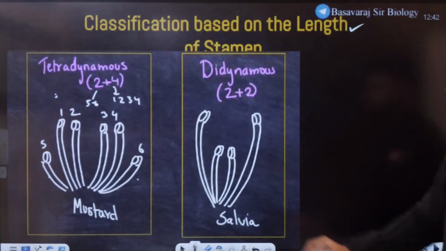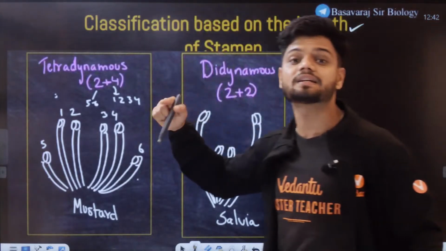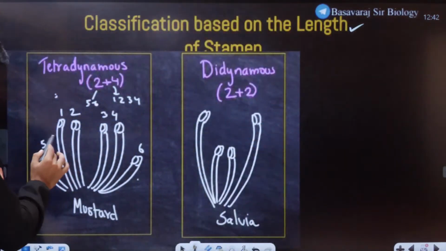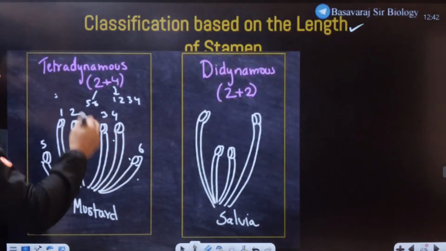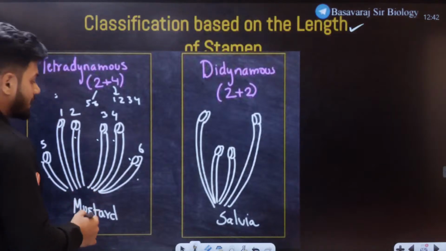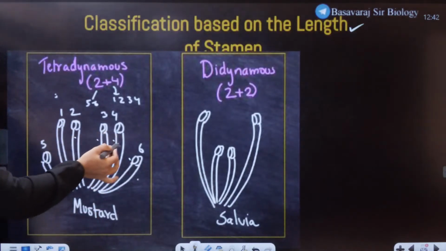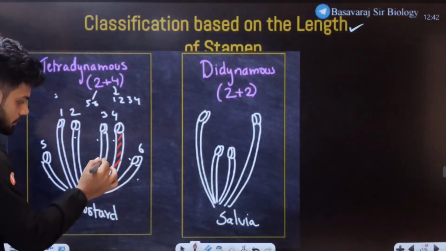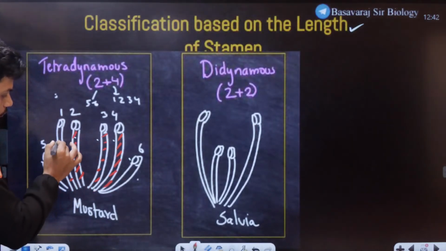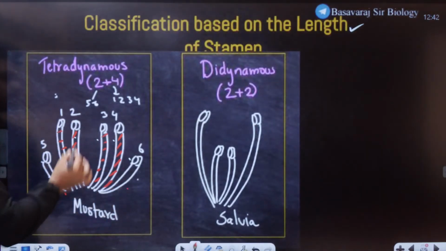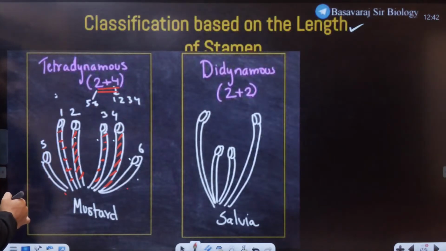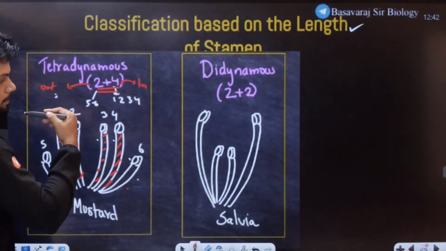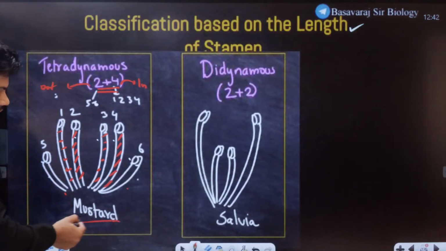Now, classification based on length of stamen. There is something called as tetradynamous and didynamous. What is happening in the case of tetradynamous? There are in total 6 stamens here. They are arranged as 4 on the inside and 2 on the outside. So 2 plus 4 condition. 2 are on the outside, 4 are on the inside. Tetradynamous condition is seen in the case of mustard.